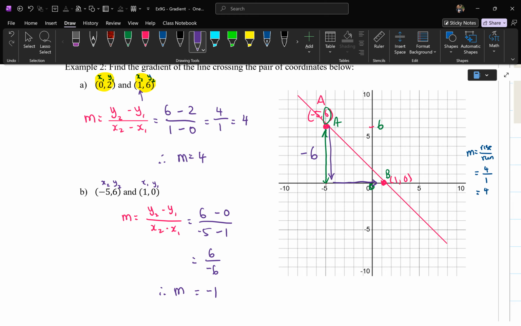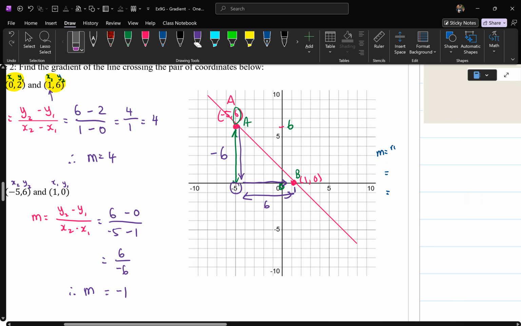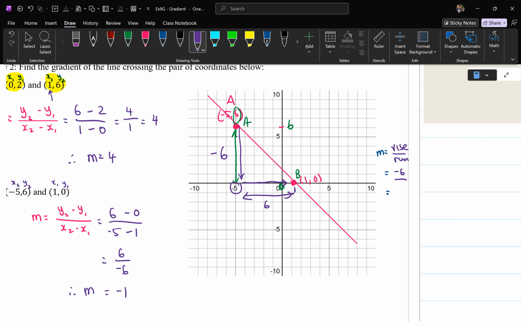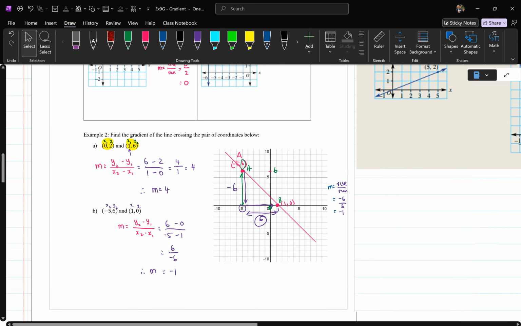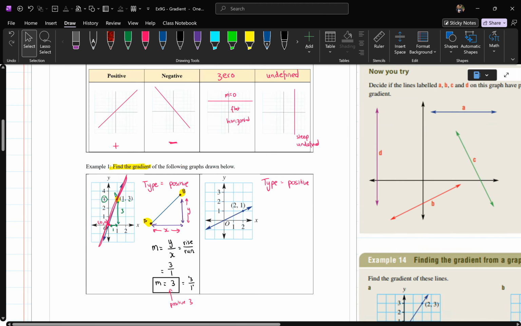Then I needed to go across by how much? From -5 to 1. So what's the distance from -5 to 1? 6. Okay, and then you can see by doing that, rise over run. Same thing again, rise over run. Rise is -6 because I'm going down 6. And then I'm going across by 6. So -6 over 6 is -1. And that's my gradient.